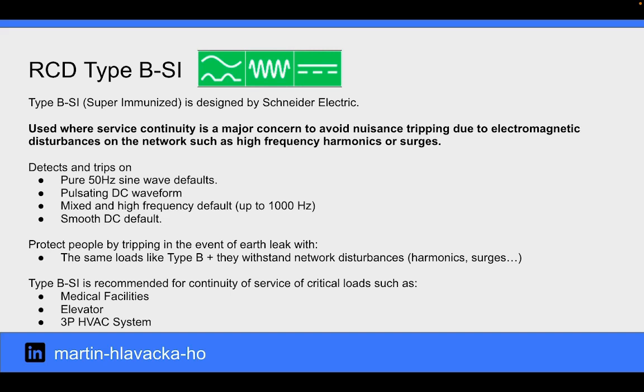Type B superimmunized RCD is recommended for the continuity of service of critical loads such as medical facilities, elevators, and three-phase HVAC systems.